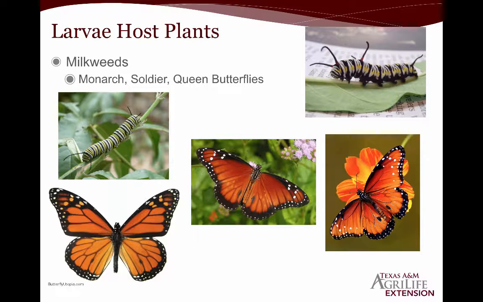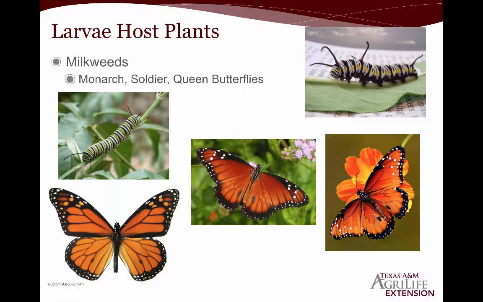We have milkweed plants for our monarch, soldier, and queen butterflies, right? So we've got the whole royal family there. So if you're rearing or producing some milkweed plants, you could be promoting populations of multiple different butterflies that are all kind of closely related and look very similar.